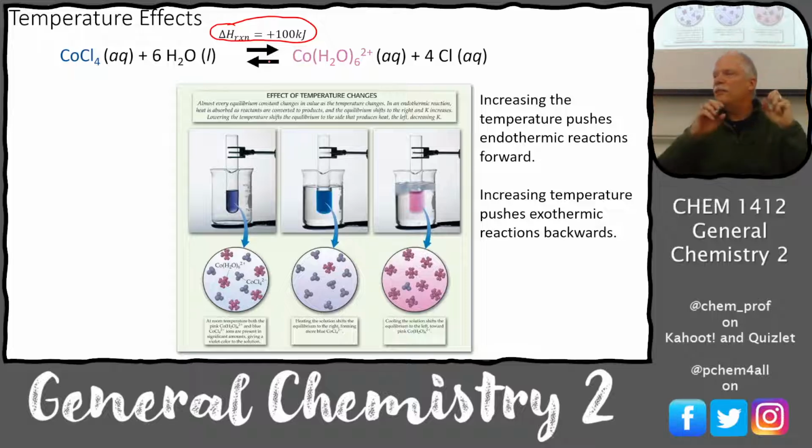If it's exothermic, this reaction is trying to put heat into the environment. If I raise the temperature of the environment, that's harder to do. And so it'll stay on the reactant side. It'll move backwards if it's in situ when you raise the temperature. An exothermic reaction will move backwards. And so that's what I have over here. Increasing the temperature pushes an endothermic reaction forward, and increasing the temperature pushes an exothermic reaction backwards.